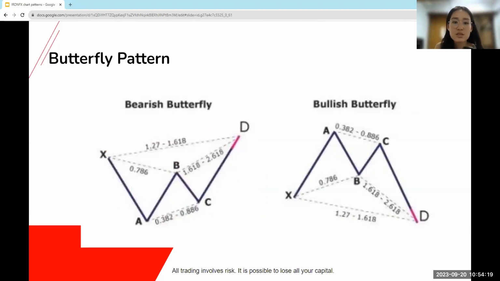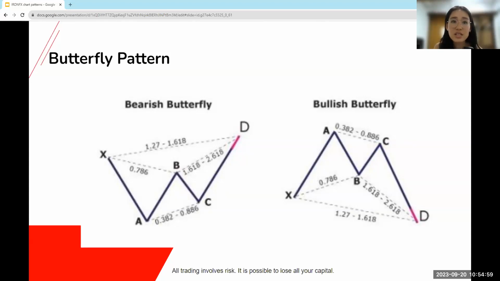Okay, butterfly patterns. The butterfly pattern requires a retracement of the impulse leg XA by 78.6. Okay, you can take a look here. So I'm just going through the different types of patterns, but there are a lot of different types of patterns. You could probably Google it. But yeah, just going through the different kinds of chart patterns that you can see. Okay, but I think the most important ones are the ones that I talked about at the start. These are just more for your knowledge.